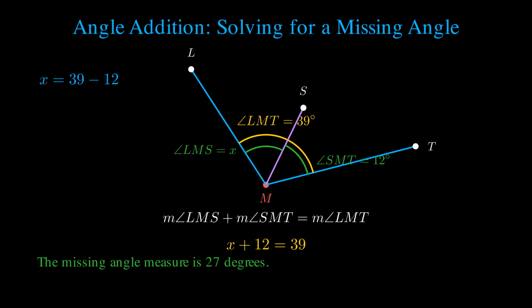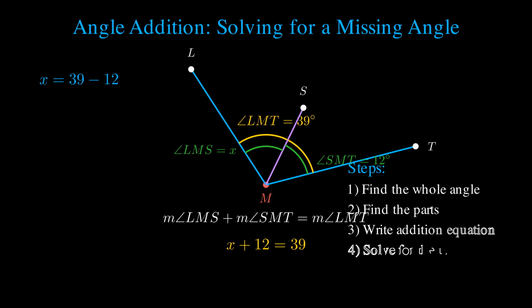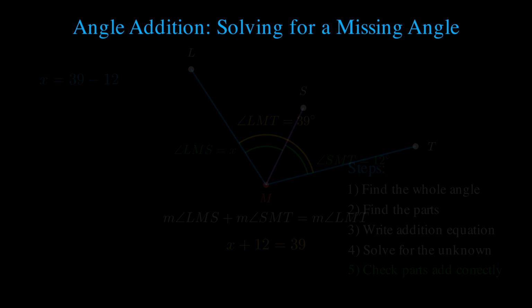So we get x equals 39 minus 12. And 39 minus 12 equals 27. So the missing angle measure is 27 degrees. And that gives us the size of the unknown angle. Once you understand this process, solving angle problems becomes much easier. And you'll see this type of reasoning again and again in geometry.